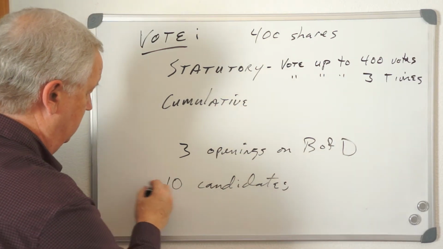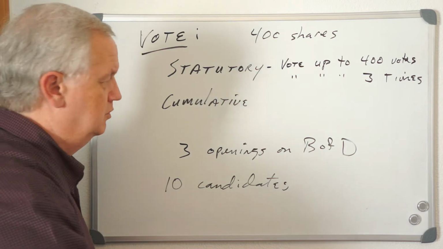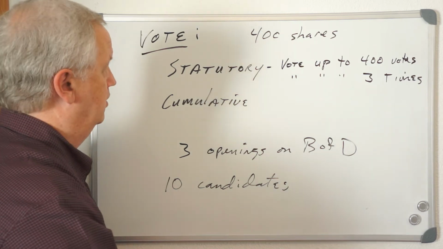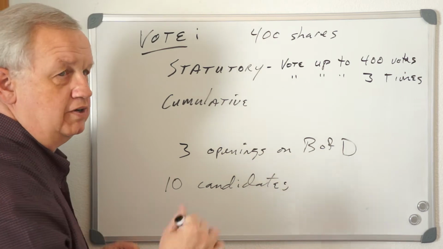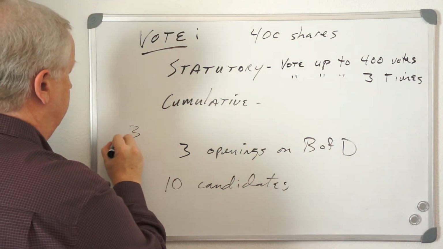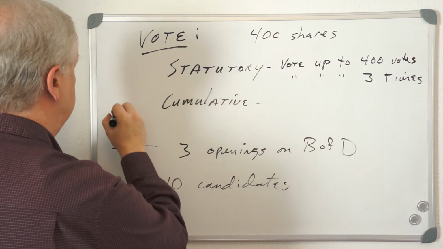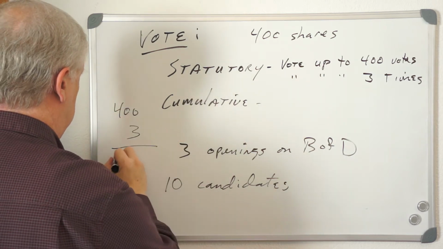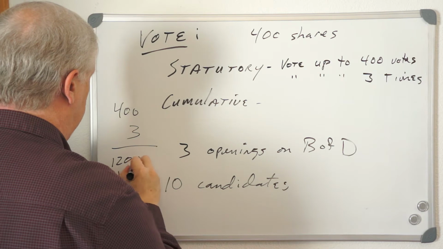This really is irrelevant. How many candidates? Just trying to throw you off. Cumulative is voting differently. 3 candidates, 400 shares, 1,200 votes.